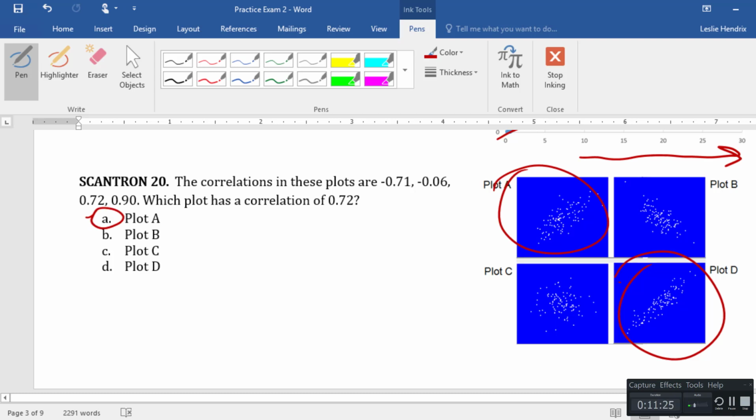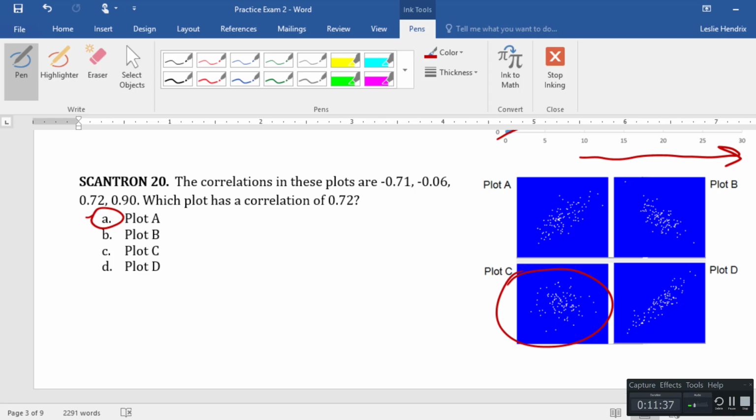Let's do the two negative correlations real quick while we're here. The correlation of negative 0.06 is going to be this plot here that looks not tight to a linear form at all. That correlation is close to 0. And then negative 0.71 is this plot because it's a negative relationship. If you fit a line to it, it would have a negative slope. It would go downhill. And it's tighter to a linear form, so it's closer to 1. All right.